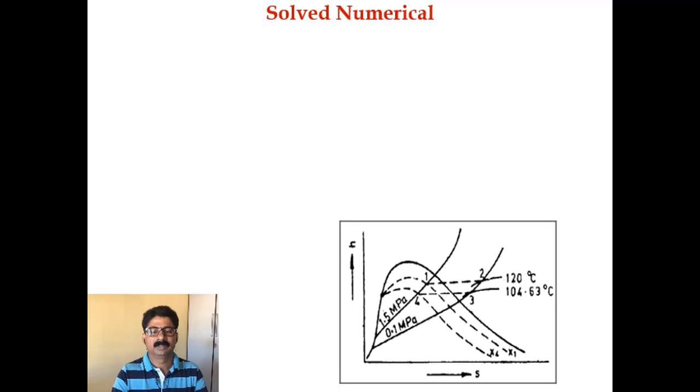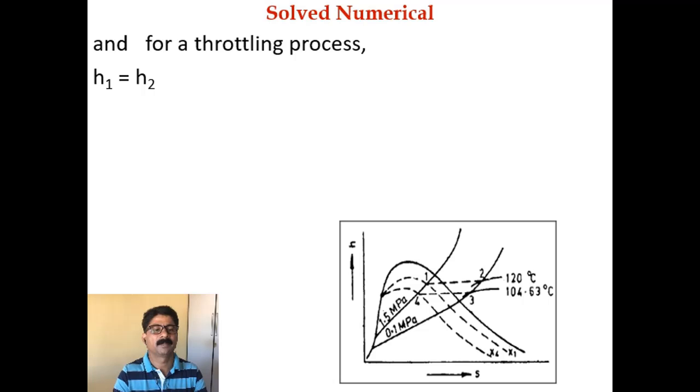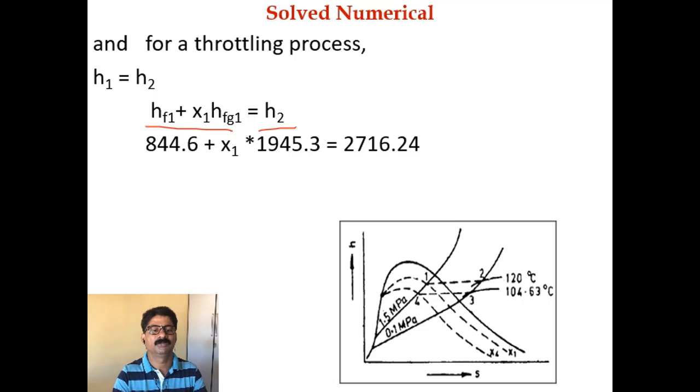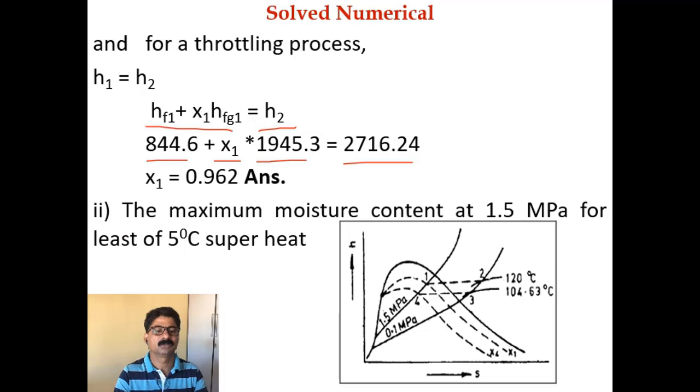Okay, now this is the diagram. Before that, let us find the dryness fraction using throttling first. So H1 is equal to H2. H1 is HF1 plus X1 HFG1, and H2 is what you just calculated. This is from state 1, this is state 2. If you want, you can write state 1 in brackets, because the suffix 1 also indicates that. So HF1 and HFG1 are known, X1 is unknown, and H2 you just calculated. So you'll get X1 as 0.962 as the dryness fraction. X1 is 0.962, that is the answer.